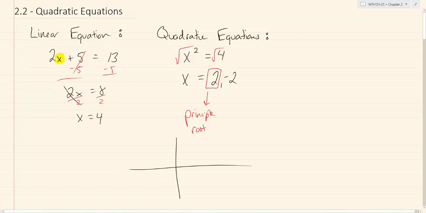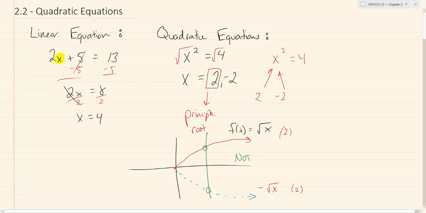The reason they do that is because if you were to graph f of x equals the square root of x, you'll get a graph that looks something like this. This is the graph of the principal roots, all the positive values. However, it's only half the story. There's actually all of the negative answers. This is the square root of x. This is negative square root of x, not a function. Functions are specific things where for every single input you have, there's only one output. And the real graph of the square root of x fails the vertical line test.